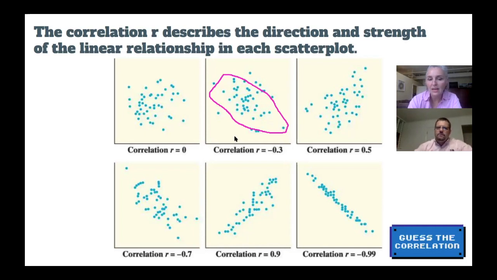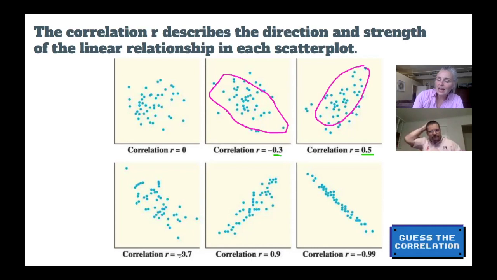And then the next one we're looking at is a correlation of 0.5. So this one's positive. Why do we think it's positive? Because the data looks like it's trending upward. Now, we went from 0.3 here to 0.5 here, so we're getting closer to 1. And if you notice, it's hard to see in this one, but our data is beginning to come together and look more and more like a line.